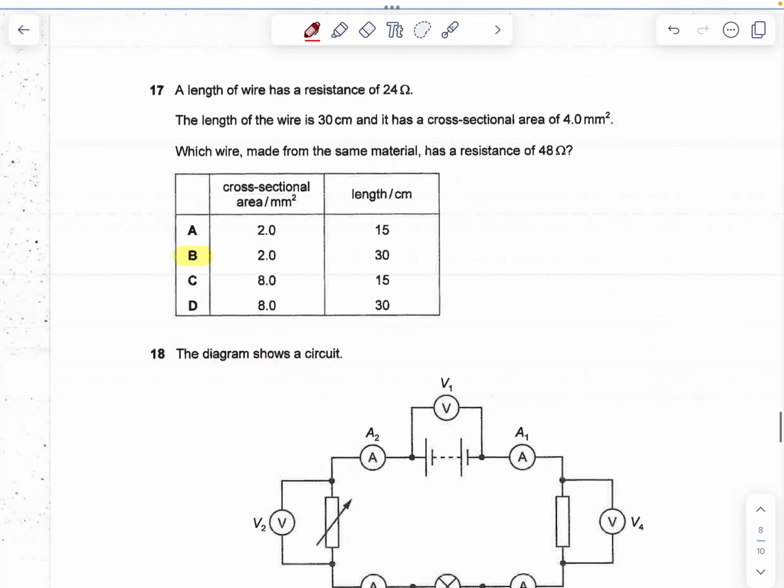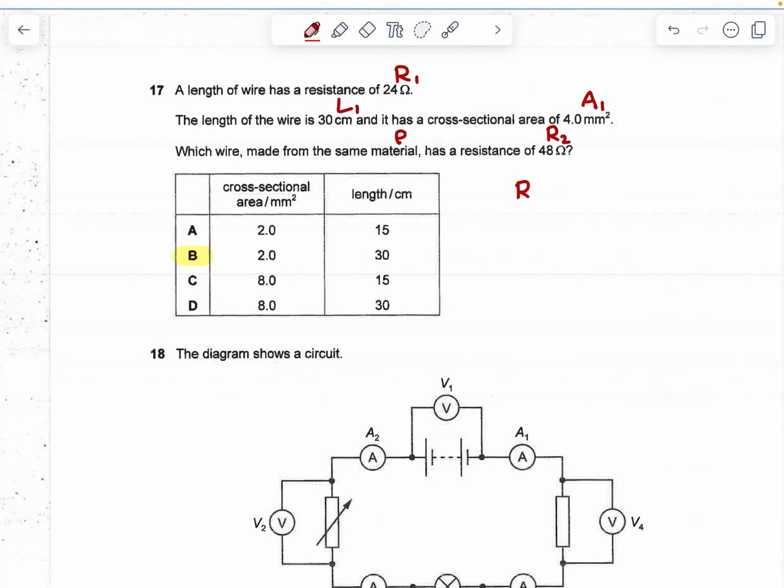Okay, question 17. A length of wire has a resistance of 24 ohms. So you can give it R. The length of the wire is 30 centimeter and it has a cross-sectional area of 4.0 mm squared. A wire made of the same material, so rho is the same, has a resistance of 48 ohms. This is double this, so now we can call it R2, R1. 30 centimeter is L1, 4.0 mm² is A1.